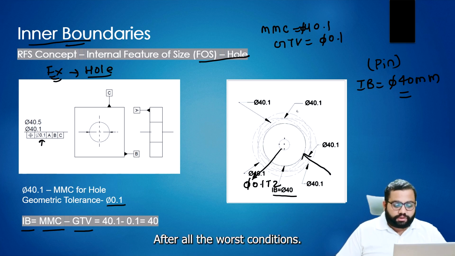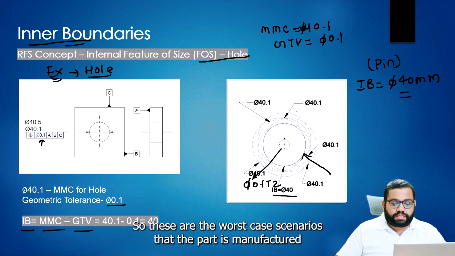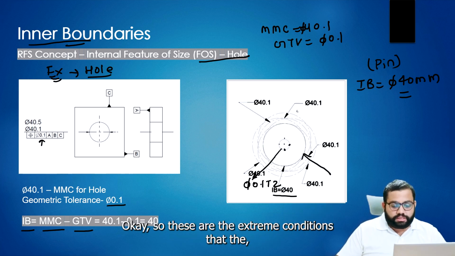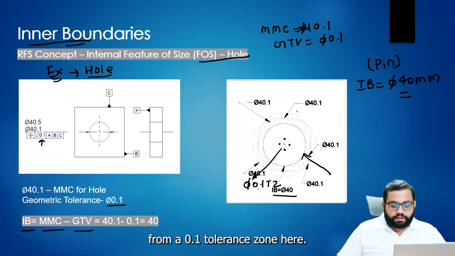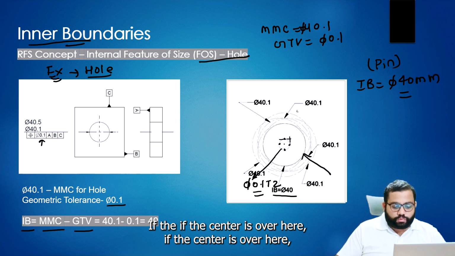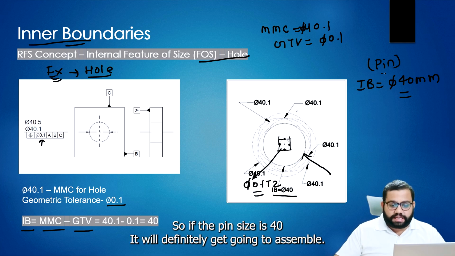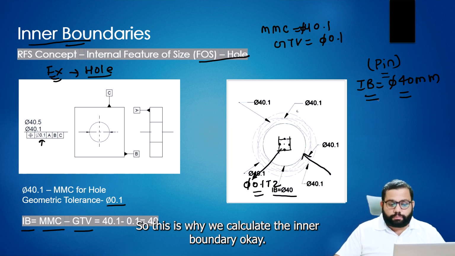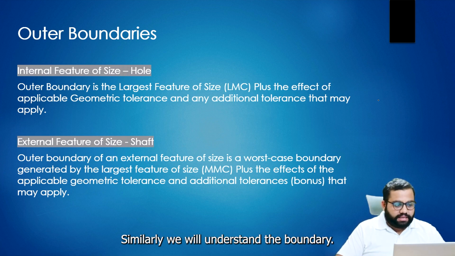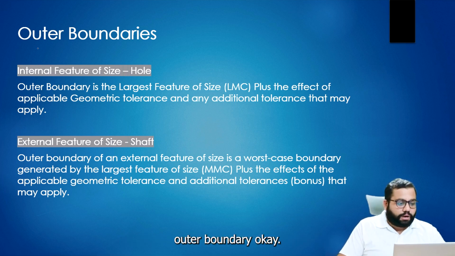After all, these are the worst-case scenarios, where the part is manufactured at extreme conditions within the 0.1 tolerance zone. Here, the center can be over here, over here, or over here. These are the extreme conditions of the hole. If the pin size is 40 mm, it will definitely assemble. This is why we calculate the inner boundary. Similarly, we will understand the outer boundary.